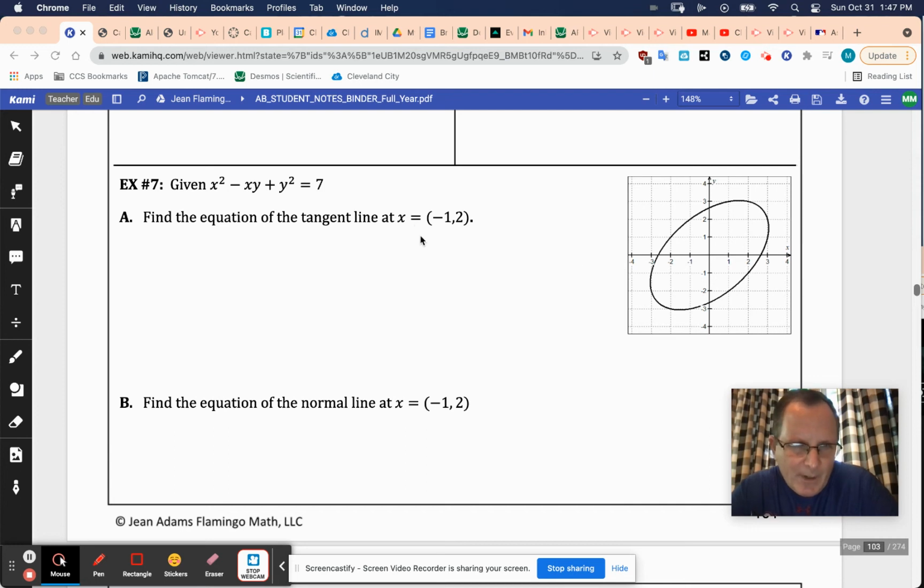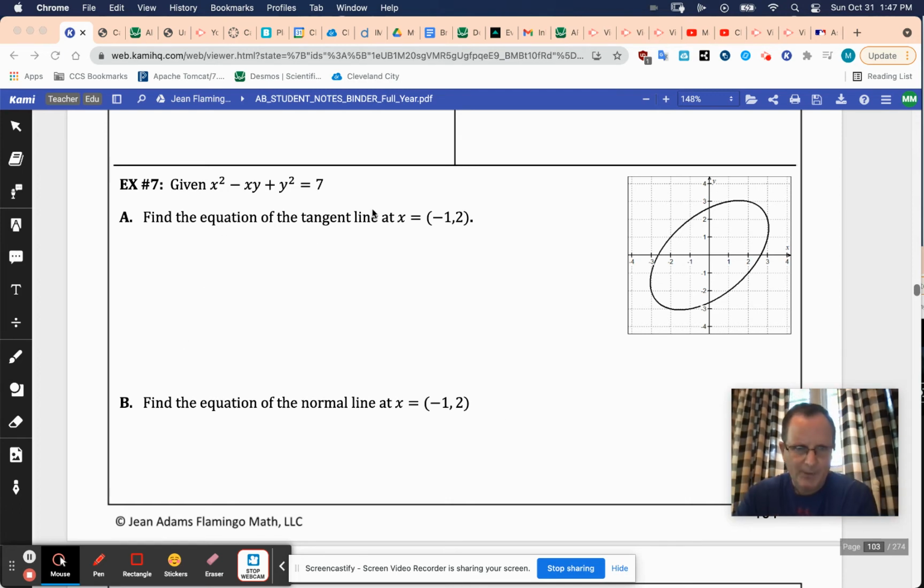But anyway, it wants to know the equation of the tangent line. The tricky thing is you've got to have an x and a y. So negative 1, 2. If I just said negative 1, though those may be the same, who knows? We're finding the equation of the tangent line right there, and also the normal. All right, so we'll do both of those.